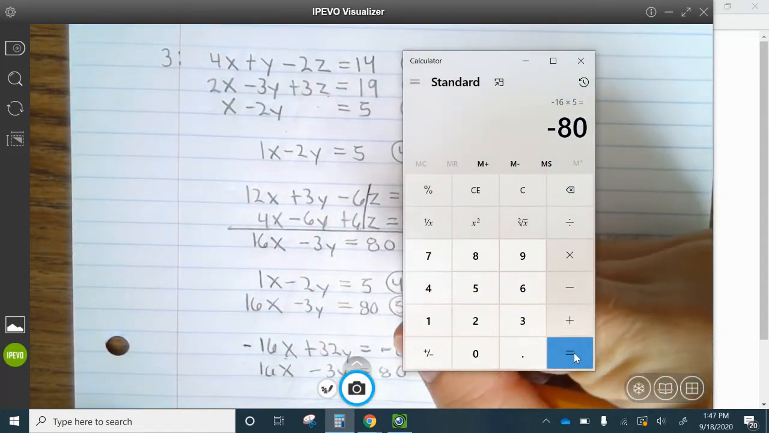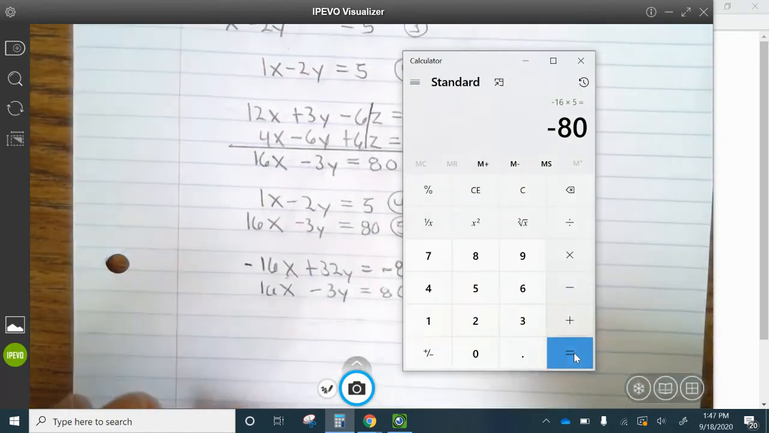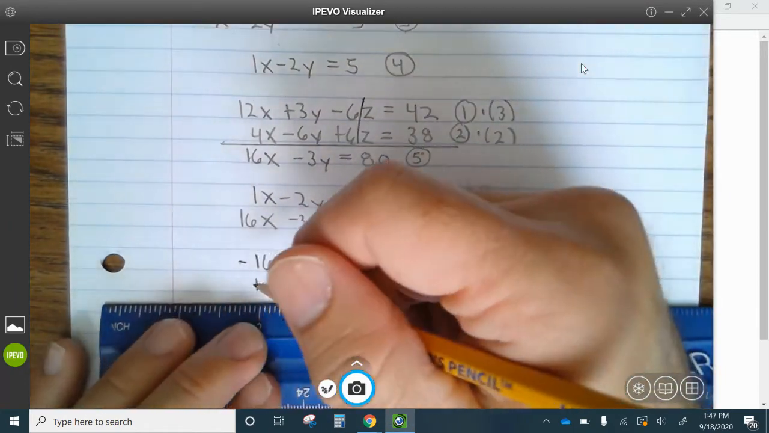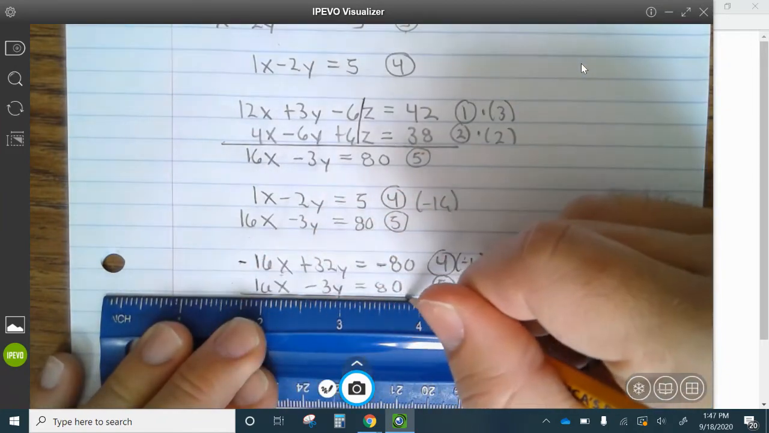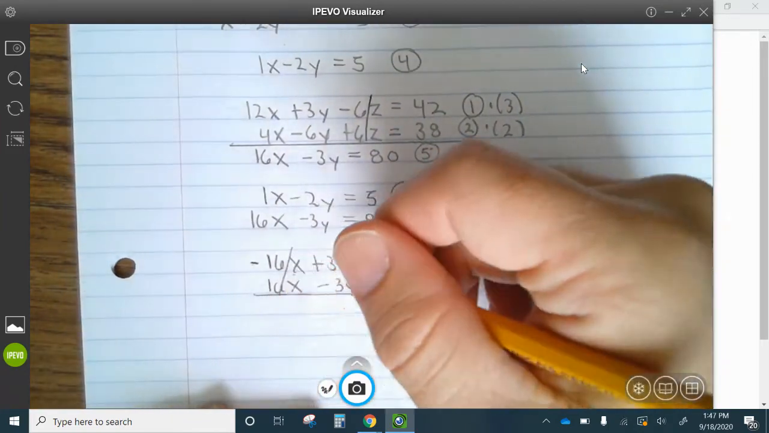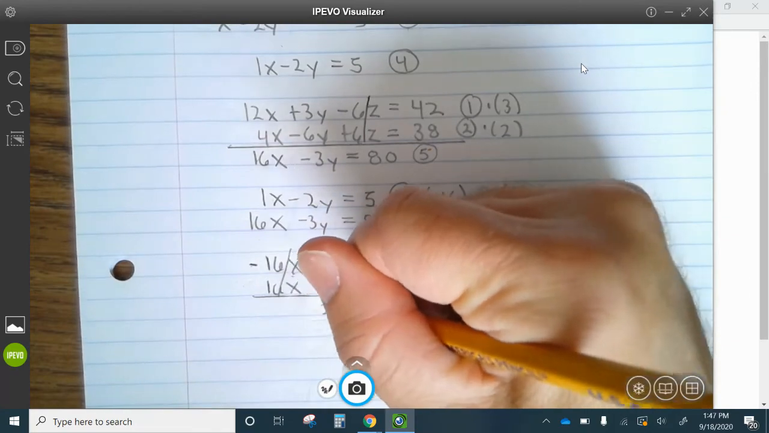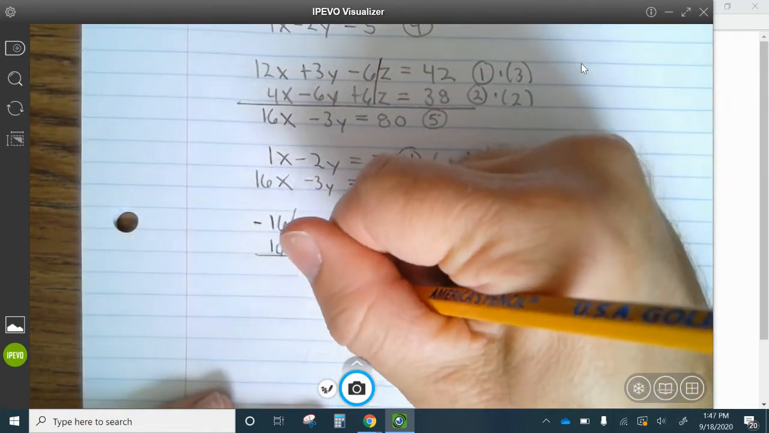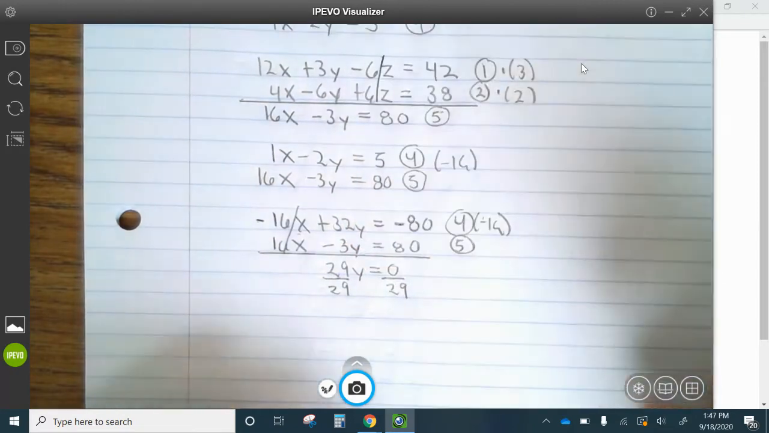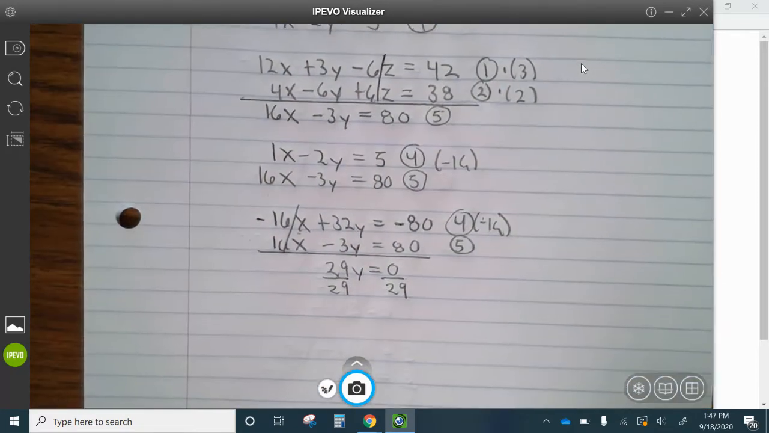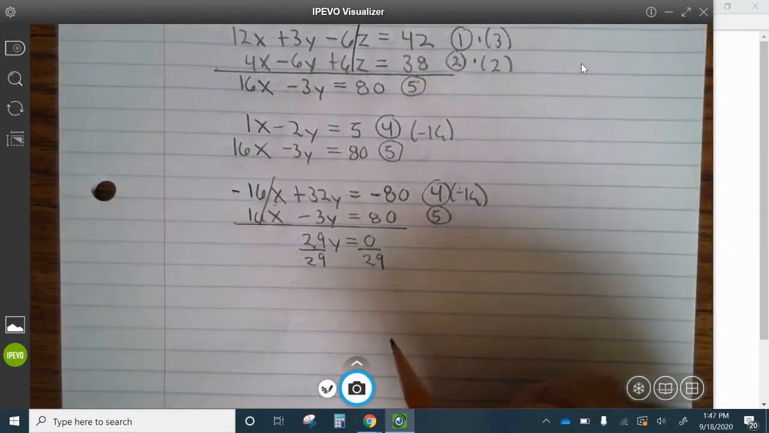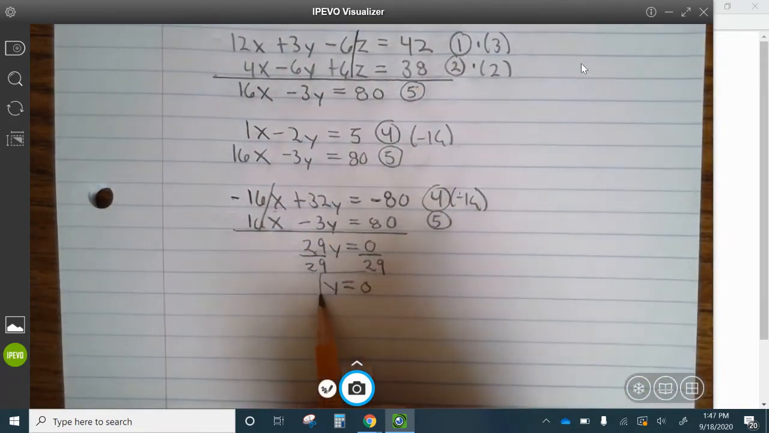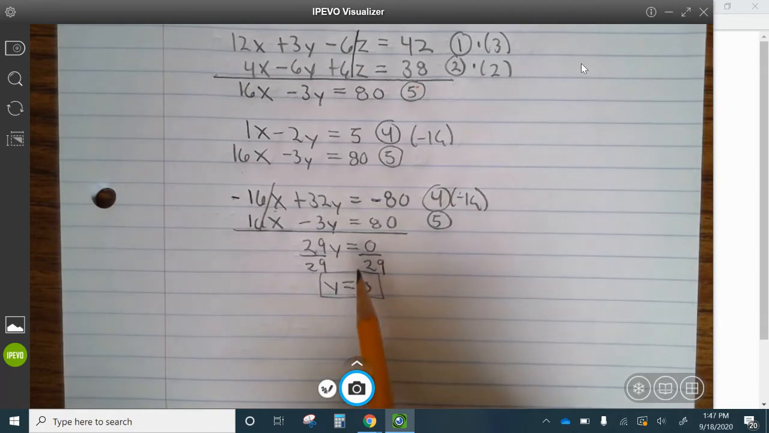The x's cancel. You're left with 29y equals 0. Divide both sides by 29. So y equals 0. Now I can plug 0 back into either equation 4 or 5. I'm just going to plug it into equation 4 because x is by itself. So that's x minus 2 times 0 equals 5. So then x equals 5.